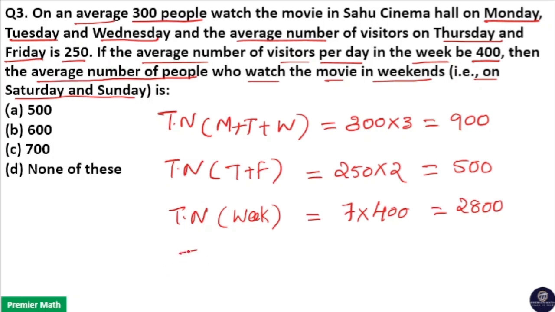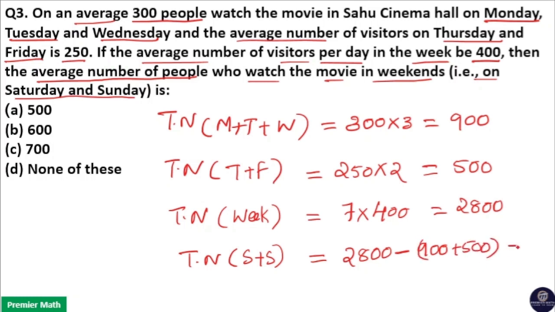Again, the total number of people who watch movies on the weekends, that is on Saturday and Sunday, is the total number of people who watch movies in the week minus Monday, Tuesday, Wednesday, Thursday and Friday. That is 900 plus 500, which is equal to 2800 minus 1400, which is equal to 1400.